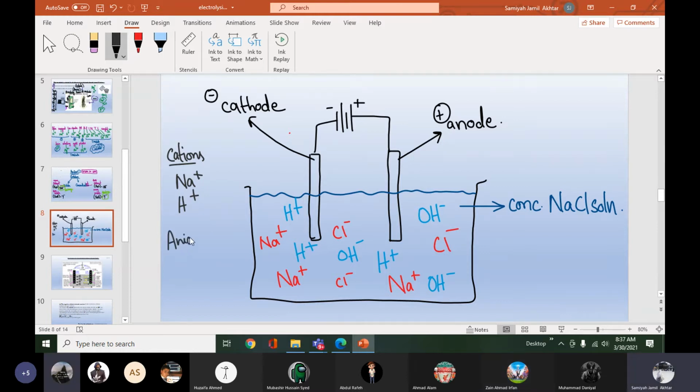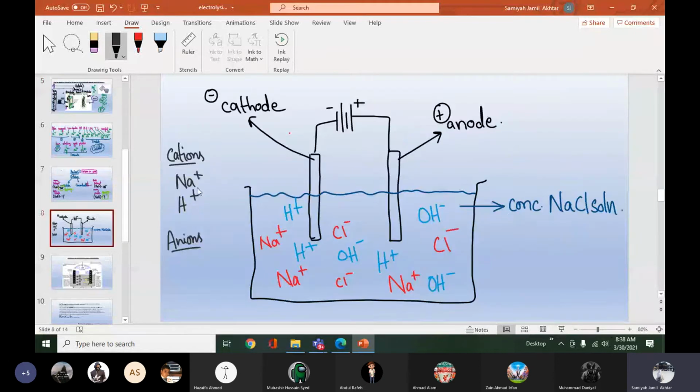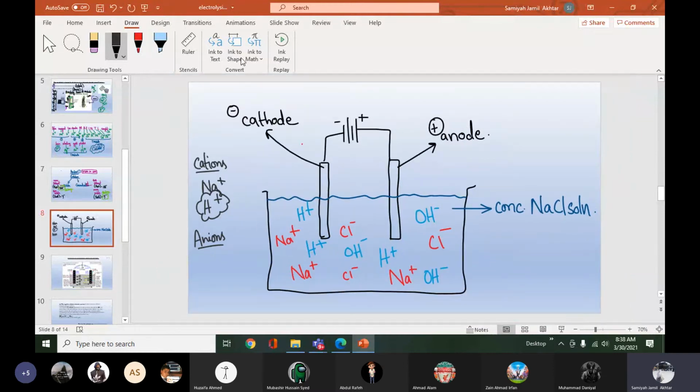Hydrogen. Yes, we will see the electrochemical series. We will compare sodium and hydrogen, and hydrogen is placed at the lower position, so that one will discharge. Hydrogen is the one which will discharge at the cathode and sodium will remain in the solution.